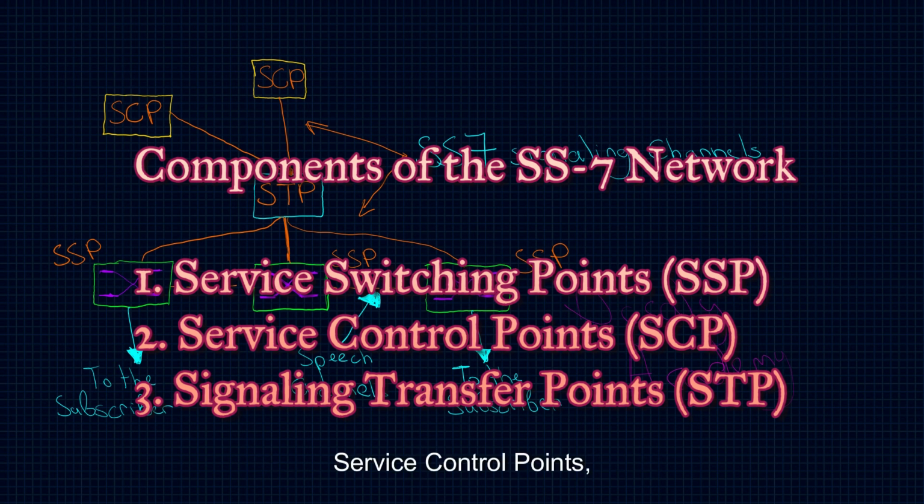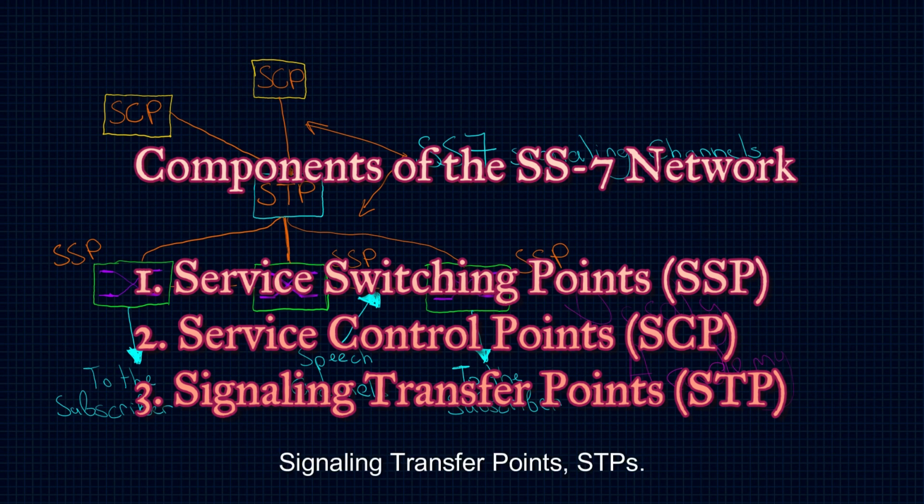Service control points, SCPs. SCPs are specialized databases equipped with application software to influence the connection process. For example, in GSM networks, SCPs store the current location of a subscriber. During a call setup to a mobile user, the switching center queries the SCP to determine the subscriber's current location to forward the call accordingly. And this functionality is crucial for mobile communication and is detailed further in the next sections of our course.